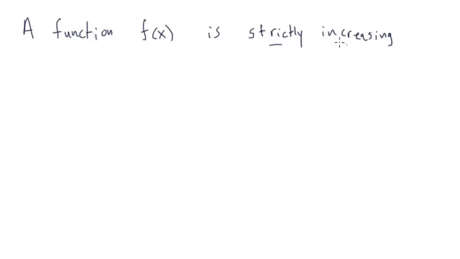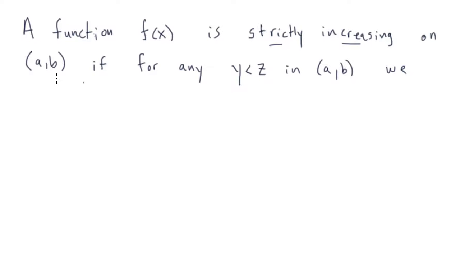Now, before we get ahead of ourselves, let me just remind you of a couple of important definitions. So a function f of x is strictly increasing. Now sometimes I'll just say increasing, but I'll always mean strictly increasing on an open interval a to b if for any y less than z in (a, b) we have f of y is less than f of z.